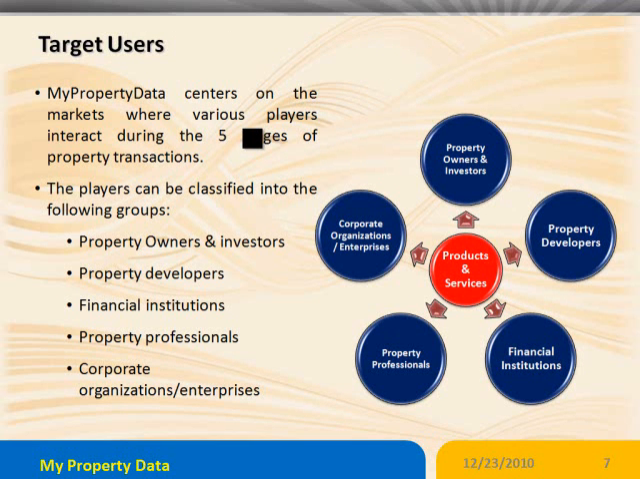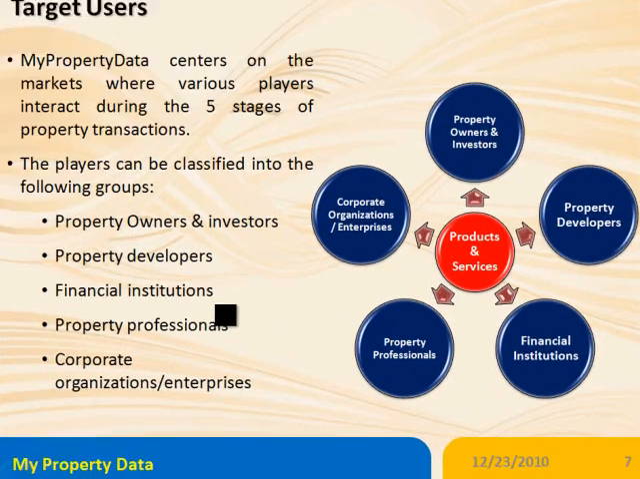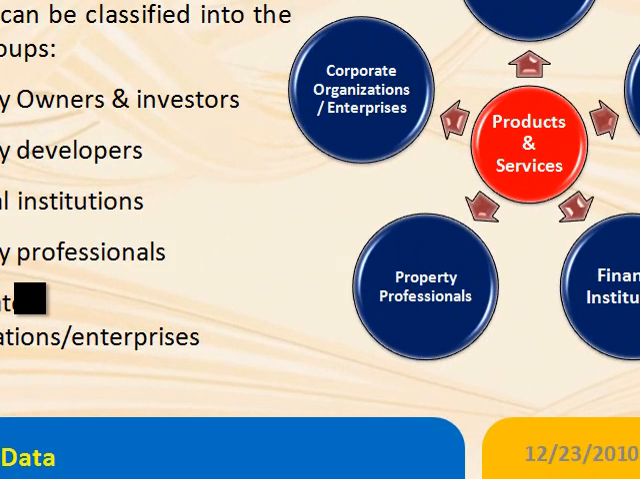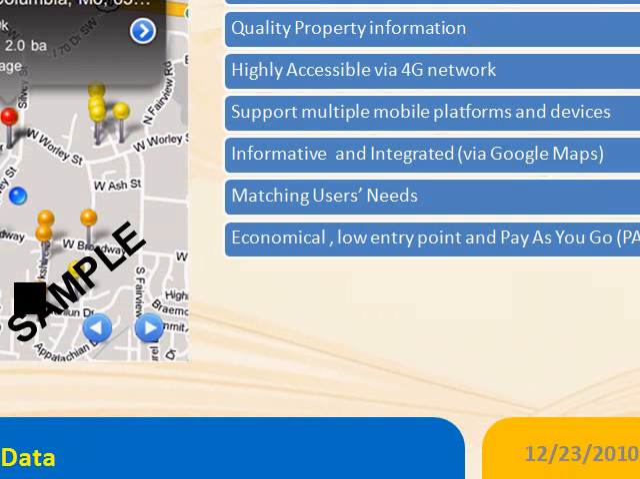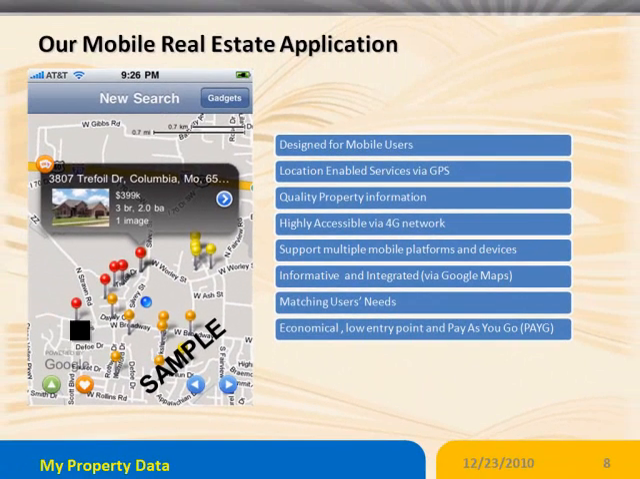MyPropertyData intends to target 5 main users. These are property owners and investors, property developers, financial institutions, property professionals, corporate and other enterprises. We also intend to develop a mobile interface on top of the very highly rich web-based interface. Mobile interfaces are designed for the worker on the move. We should be able to integrate to the GPS on the mobile phone to enable location-enabled services.